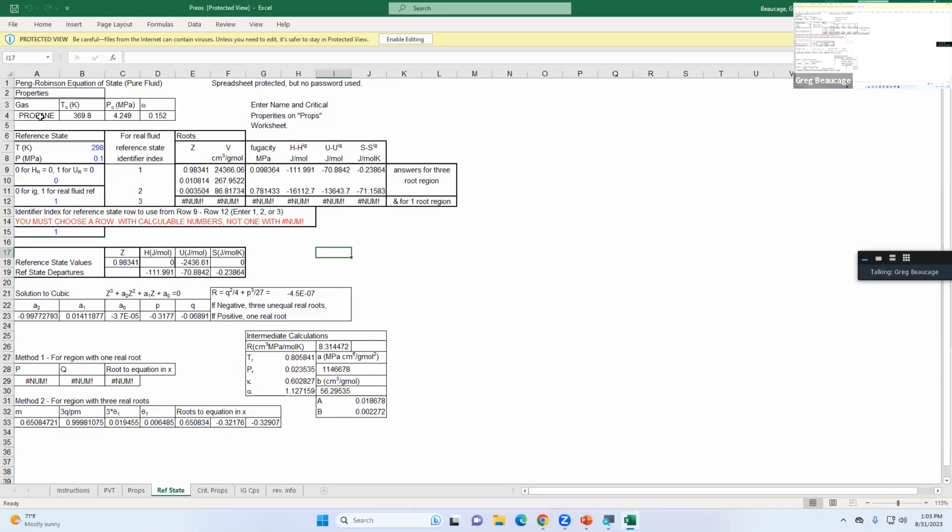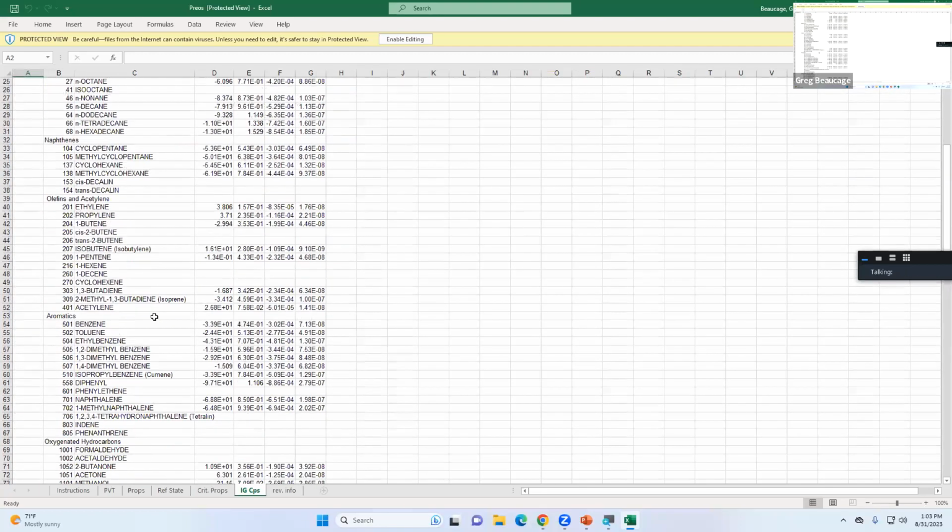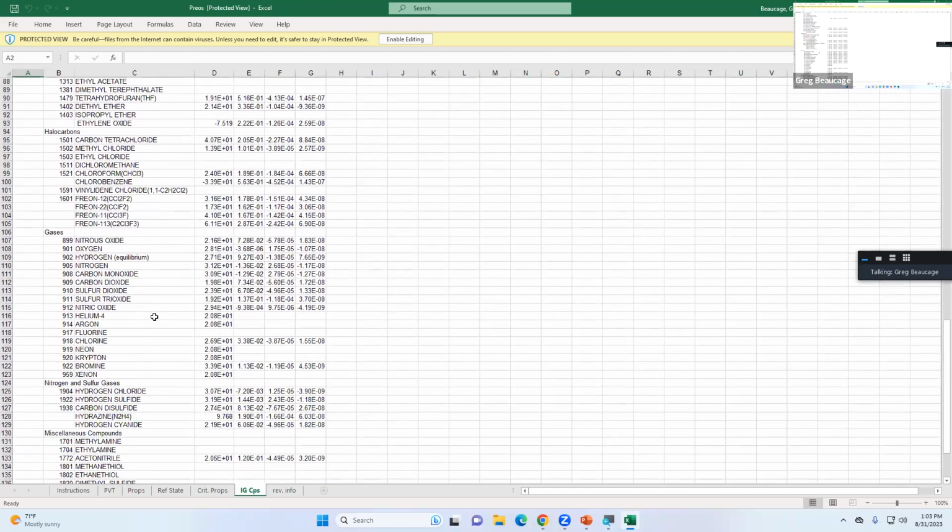And then say you want to look at CO2, right? So this is set up for propane. So it's going to need, it's based on the ideal gas, so to get the heat capacity, usually you talk about an ideal gas heat capacity. So if you want to do CO2, it's somewhere at the bottom here. Gases, carbon dioxide. So those are the ideal gas heat capacity numbers.